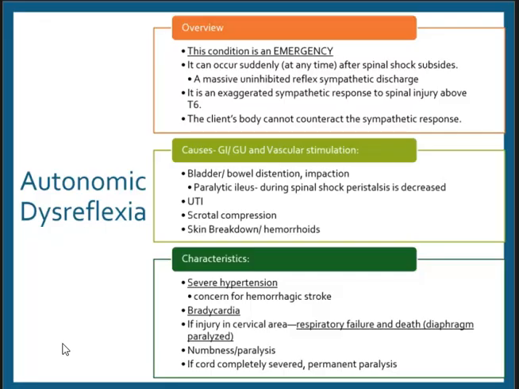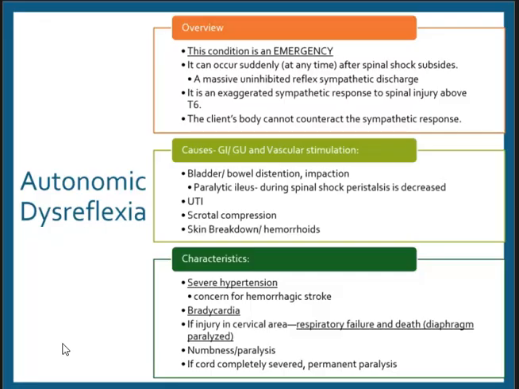So if you have a high thoracic injury or cervical injury, you're more at risk for having this. The client's body cannot counteract the sympathetic response. So what is a sympathetic response? It's like your fight or flight response. Causes GI and GU, vascular stimulation.